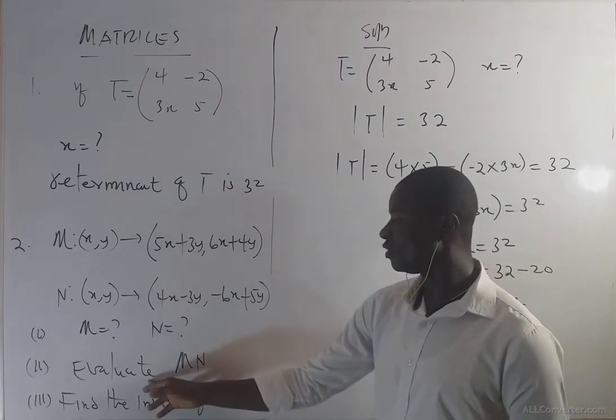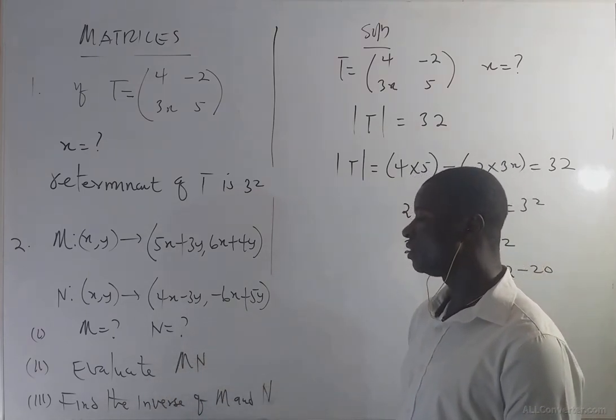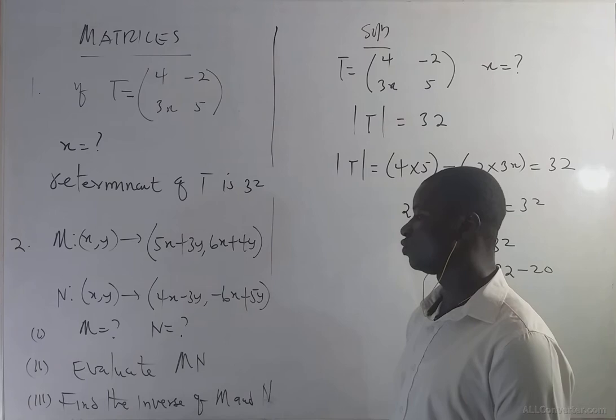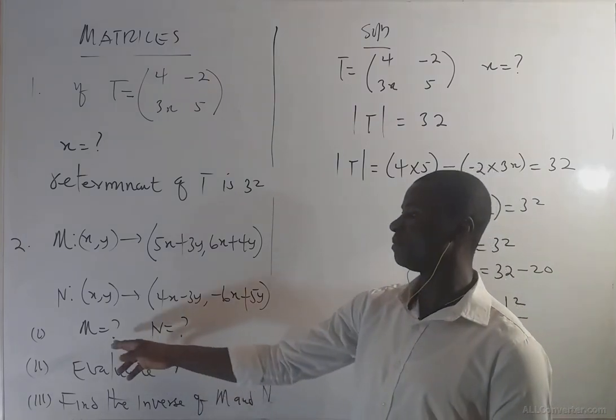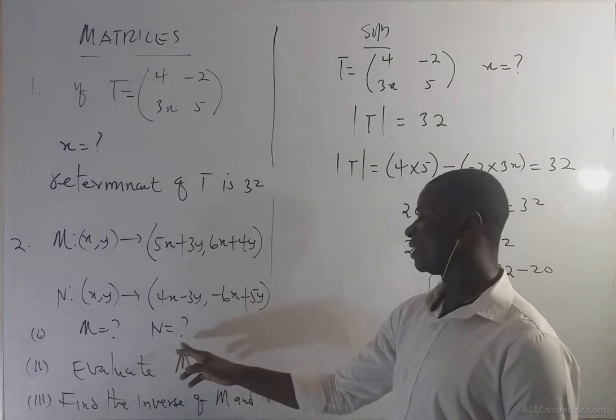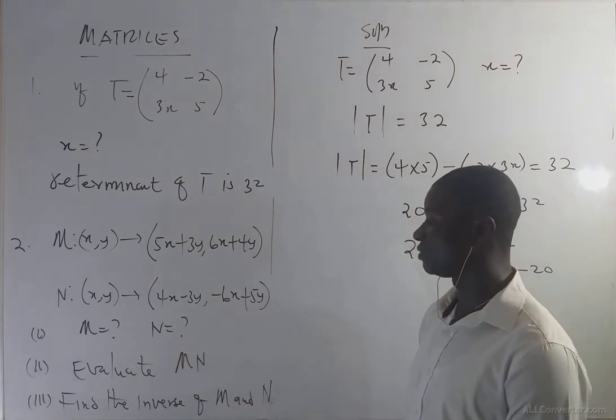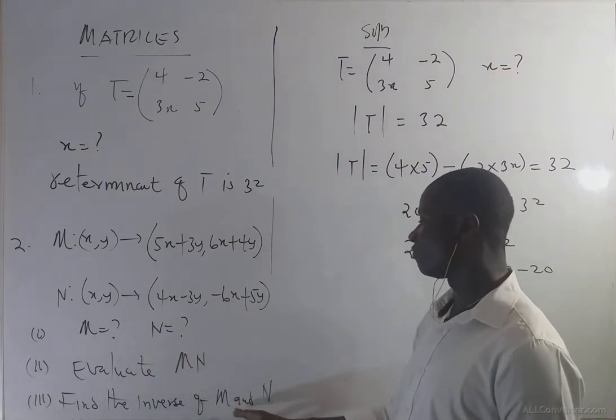Then you have to evaluate MN. So MN means you multiply M by N. Whatever you are getting as the matrix M, you multiply by the matrix N, and the answer will be out. Then you find the inverse of M and N.